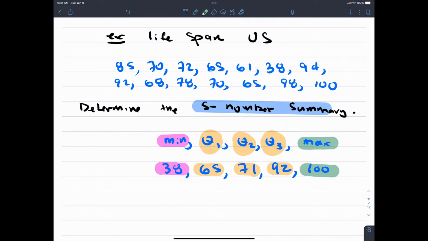What's the hardest part of statistics? Don't tell me it's the math, because you get to use a calculator. It's language and what? Process. 5-number summary, ladies and gentlemen.